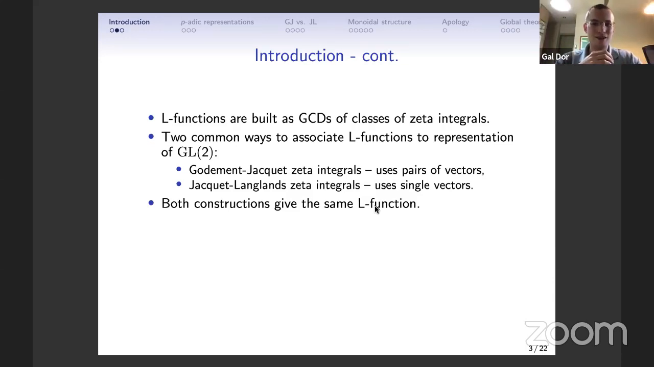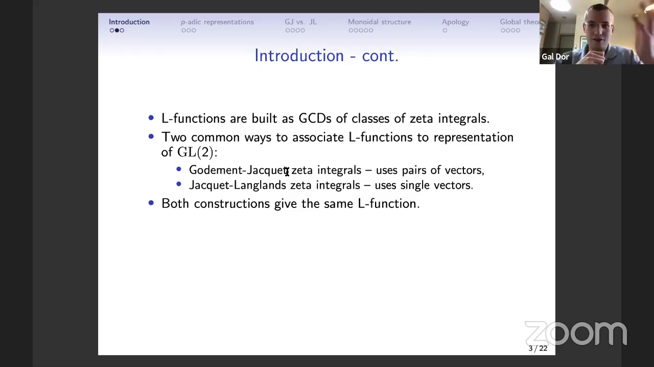So for example, there's the Godement-Jacquet zeta integral. It's one way to attach zeta integrals to automorphic representations of GL2. This uses pairs of vectors or matrix coefficients. And there is the Jacquet-Langlands zeta integral, which uses just single vectors from the representation. These things are very different. They depend on completely different data, but they give the same L function.